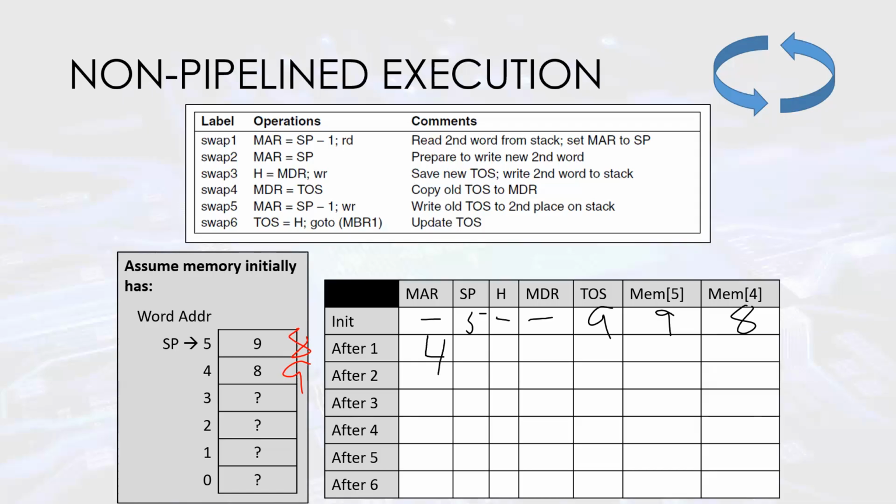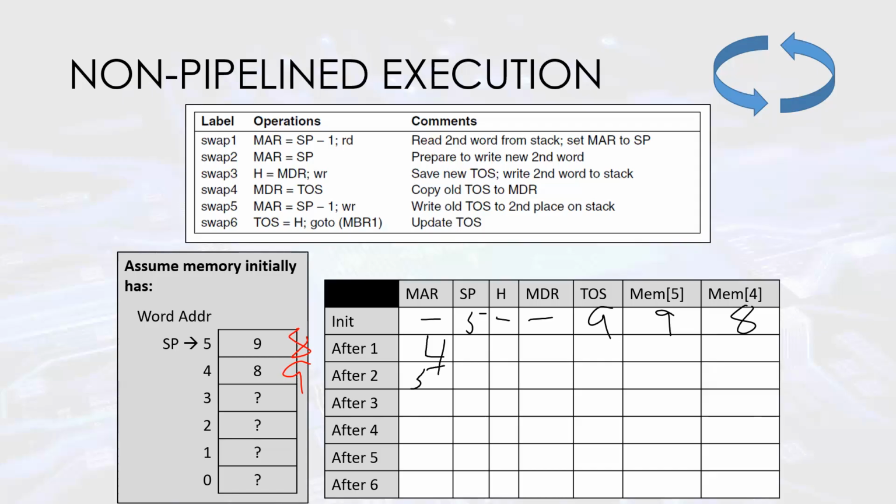Okay. So let's now look at swap 2, MAR equals SP. What's going to change as a result in the after 2 row? SP, not quite. So MAR equals 5, right? Because we're just copying whatever SP was, which is a 5. And then what's the other thing that's happening? The read's returning, and where does it return the value? Into MDR. So what value is going to be in MDR? It's going to be 8, right?